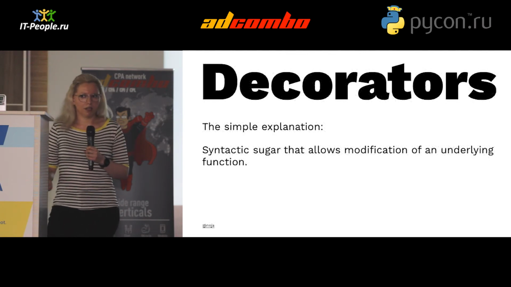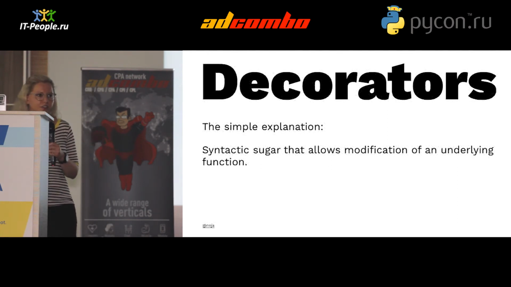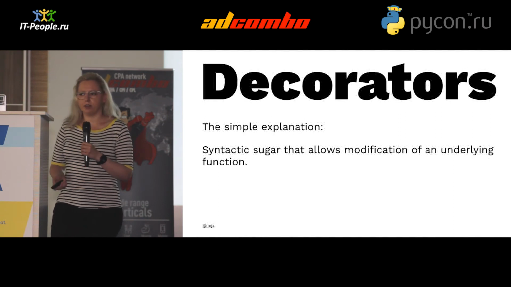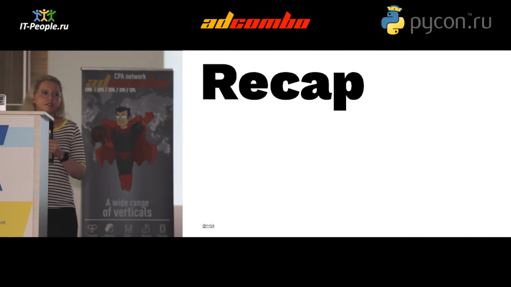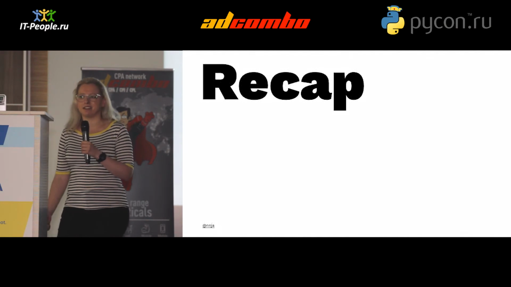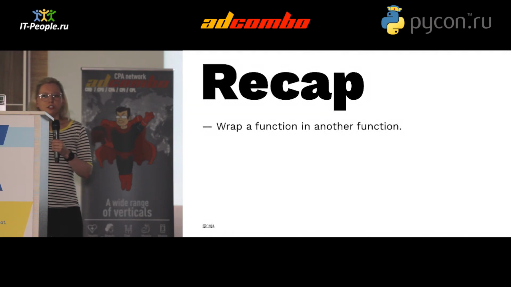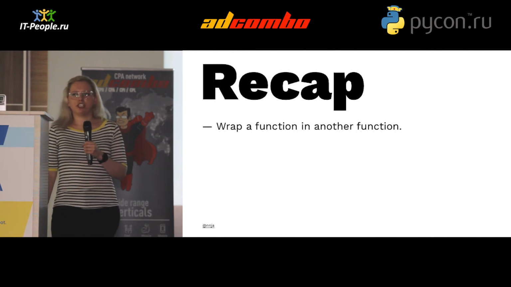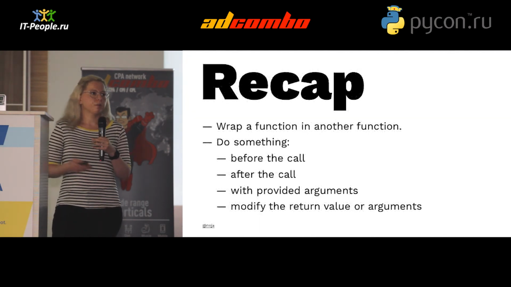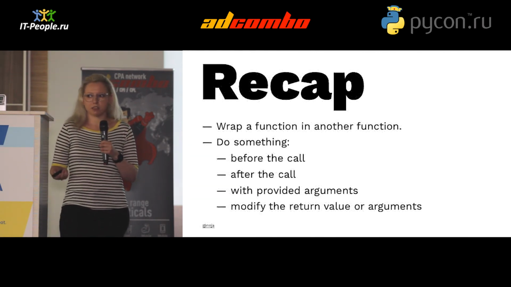So what is a decorator? It's just some syntactic sugar that allows modification of an underlying function. And I'm going to do a quick recap here in case some of you are not familiar with the concept. And even if you are familiar and regularly use them, I find that it's a topic that can be kind of hard to understand, something that people are really frequently confused about. So recap, decorators wrap a function in another function, and they can do something before the call, after the call, with the provided arguments, or even modify the return value or the arguments to that method.